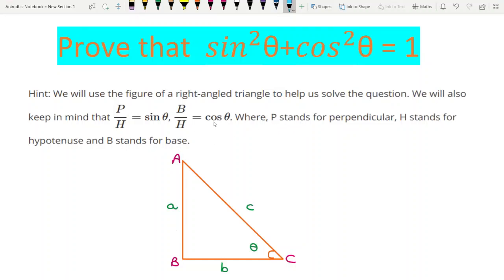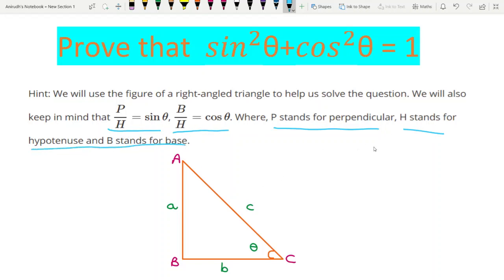In this video, we will prove the trigonometric identity sin square theta plus cos square theta is equal to 1. So, we will use the figure of a right angle triangle to solve the question. We will also keep in mind that the value of sin theta is p upon h and the value of cos theta is b upon h, where p stands for perpendicular, h stands for hypotenuse and b stands for base.